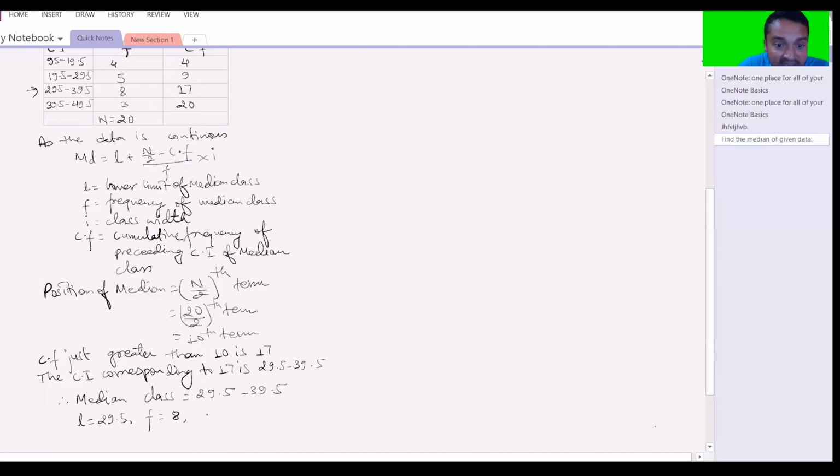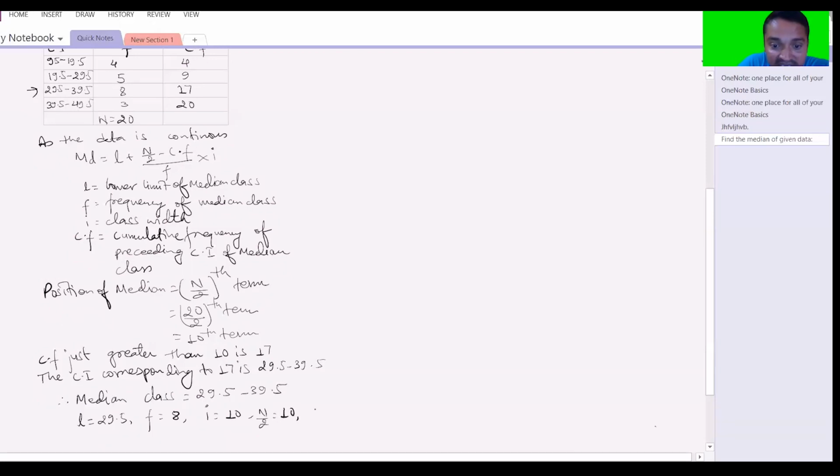After that, I means the class width. As it is continuous data, the gap is the same, so class width is obtained by subtracting upper limit minus lower limit. That is 10. For 29.5 to 39.5 it is 10, and also for 19.5 to 29.5 it is 10, as the class width is the same for all class intervals. And then n over 2 is 20 by 2, it is 10.